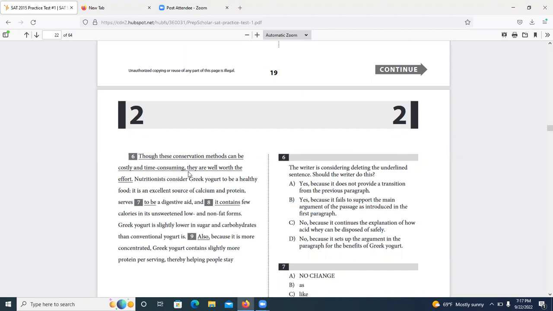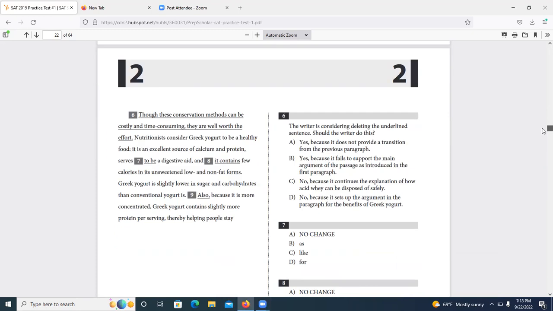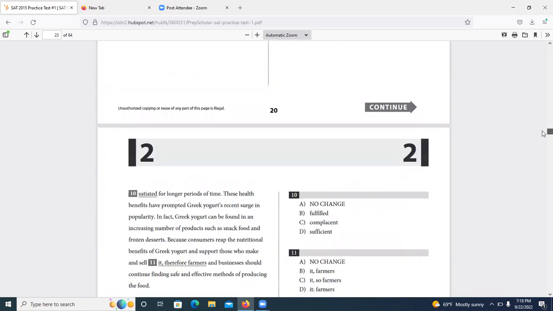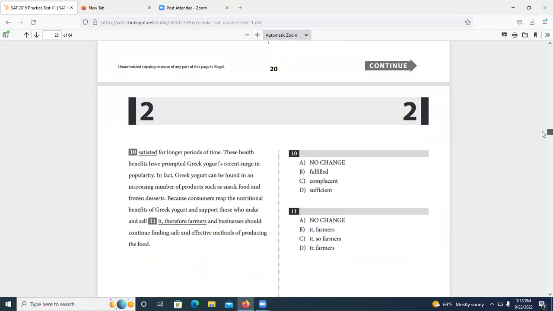Though these conservation methods can be costly and time-consuming, they are well worth the effort. Nutritionists consider Greek yogurt to be a healthy food. It is an excellent source of calcium and protein, serves as a digestive aid, and it contains few calories in its unsweetened, low or non-fat forms. Greek yogurt is slightly lower in sugar and carbohydrates than conventional yogurt is. Also, because it is more concentrated, Greek yogurt contains slightly more protein per serving, thereby helping people stay satiated for longer periods of time. These benefits have prompted Greek yogurt's recent surge of popularity. In fact, Greek yogurt can be found.